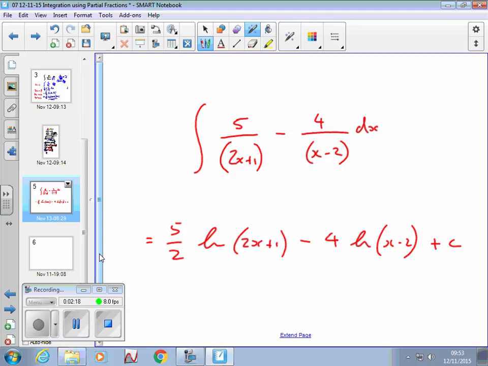So, these 2 fractions, what I want to talk about today is actually simplifying a more complex fraction that we're going to look at in a second into 2 simple fractions like this. And it's handy to be able to do that, because then we can integrate it, that we can just literally write down the answer. So let's look at these 2 fractions again. 5 over 2x plus 1 minus 4 over x minus 2.